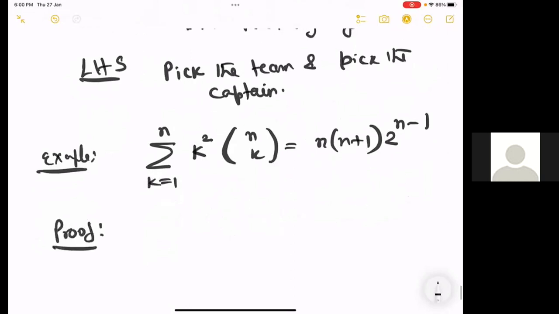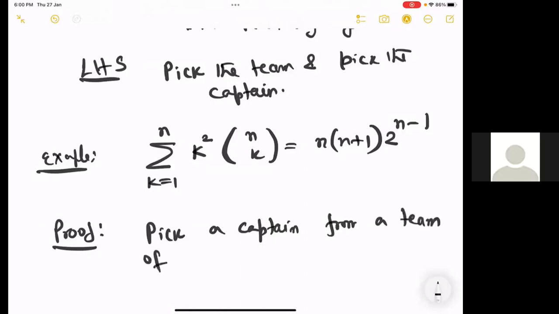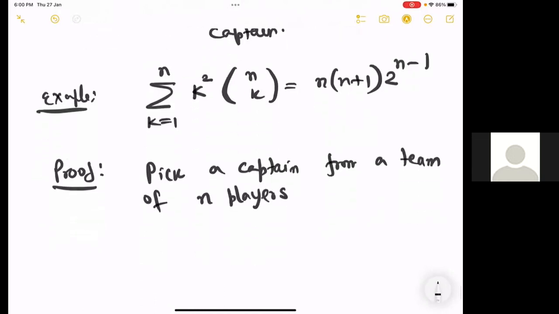So what is your team size? I mean, the global team size from where you are picking, is this n or n plus 1? n. So pick a captain from a team of n players. And then, it needn't be the captain and the vice captain. It can be the captain and the goalkeeper. Oh, you mean make the captain goalkeeper? Okay, that's a good idea.